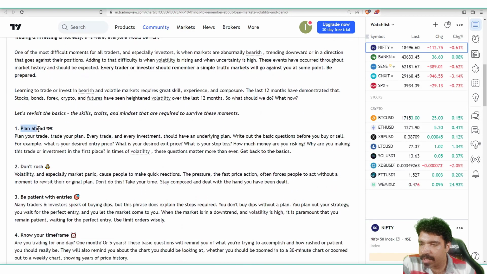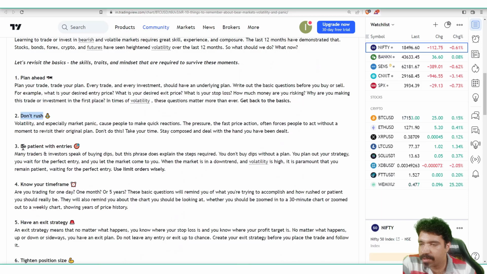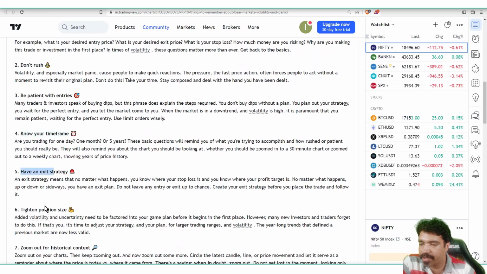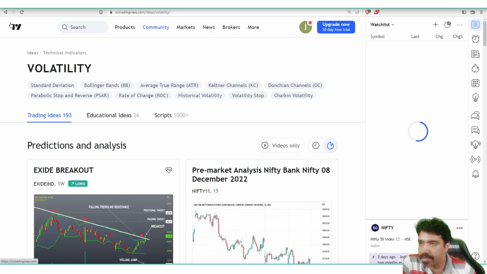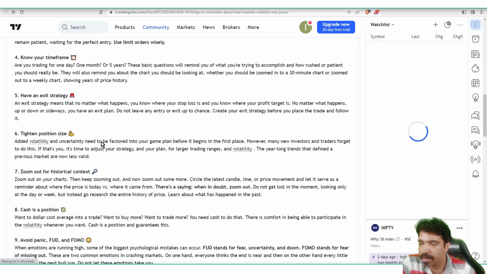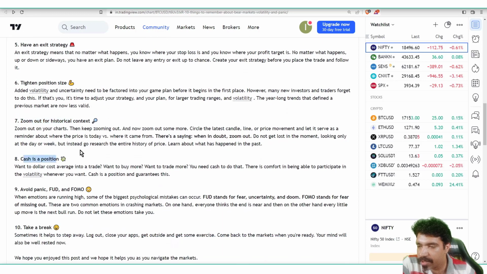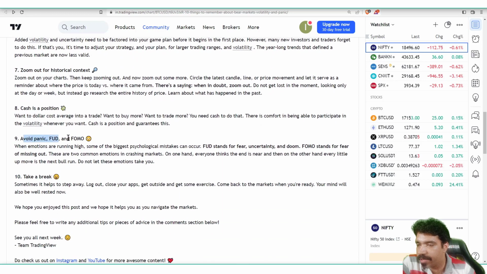So tip number 1 is plan ahead. Tip number 2, don't rush. Tip number 3 is be patient with the entries. Know your time frame. Have an exit strategy. Tighten position size. Zoom out for historical context. Cash is a position. Avoid panic, FUD, and FOMO.